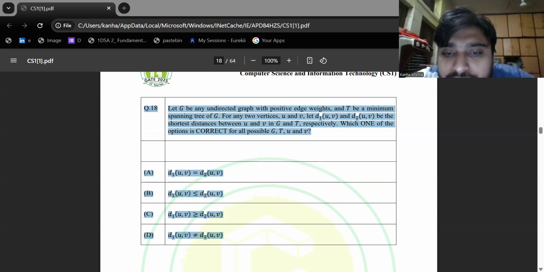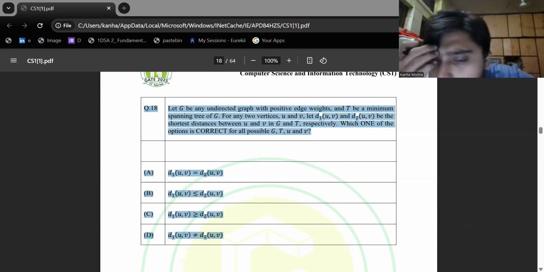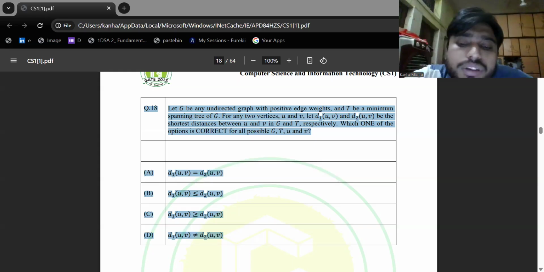Option A, D1 of U, V is equal to D2 of U, V. Option B, D1 of U, V less than or equal to D2 of U, V. Option C, D1 of U, V greater than or equal to D2 of U, V. Option D, D1 of U, V not equal to D2 of U, V.